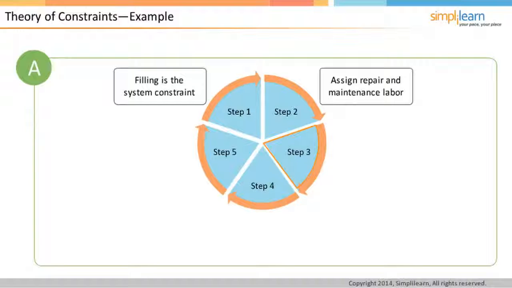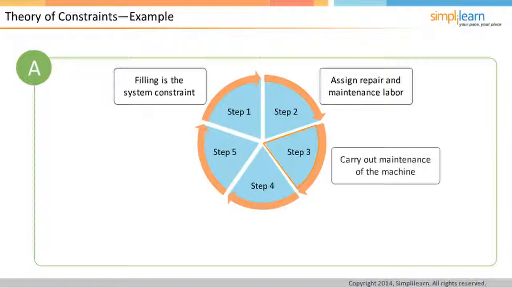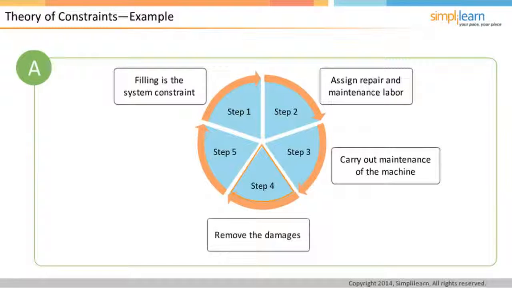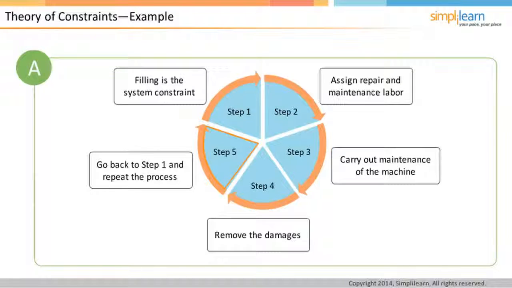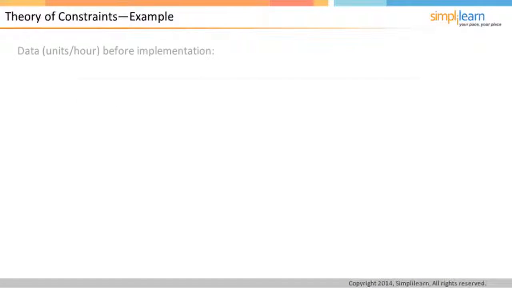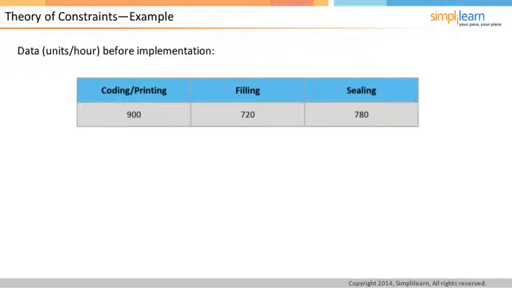In this example, carry out the maintenance of the filling machine. In the fourth step, the constraint is elevated by implementing the decisions. In this example, remove the damages from the filling machine. The next step is to go back to step 1 and identify the next system constraint. As per the data collected after implementation of the first cycle of the TOC, sealing can be identified as the next system constraint. Let us now analyze the data before and after TOC implementation in this example.